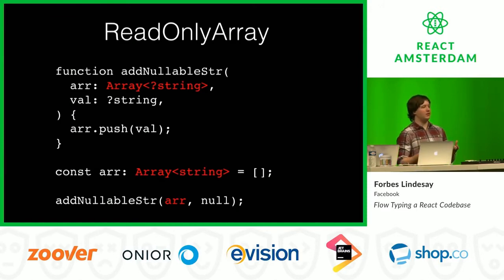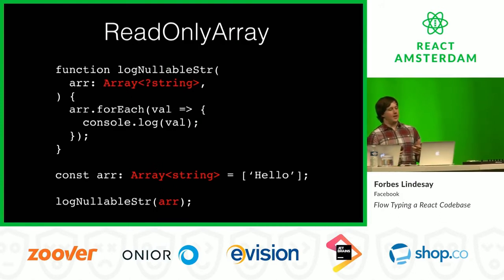We can see that's going to create problems, because we've declared this value that's an array of strings, and then we give it to this add nullable string method, and that adds null into it. So now we've got a value that we thought was an array of strings, but it's actually an array containing the value null. That's clearly a problem. Flow is going to warn us about this at the point where we try and pass an array of strings to a function that expected an array of nullable strings. Hopefully everyone's with me so far.